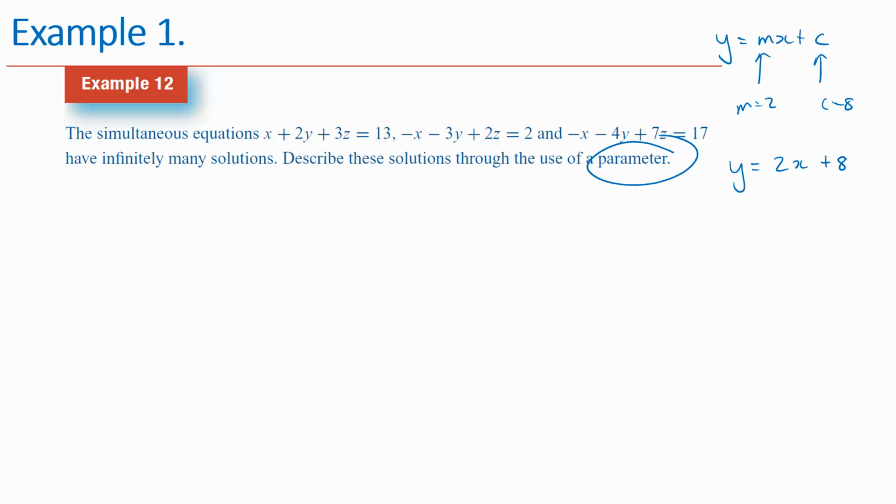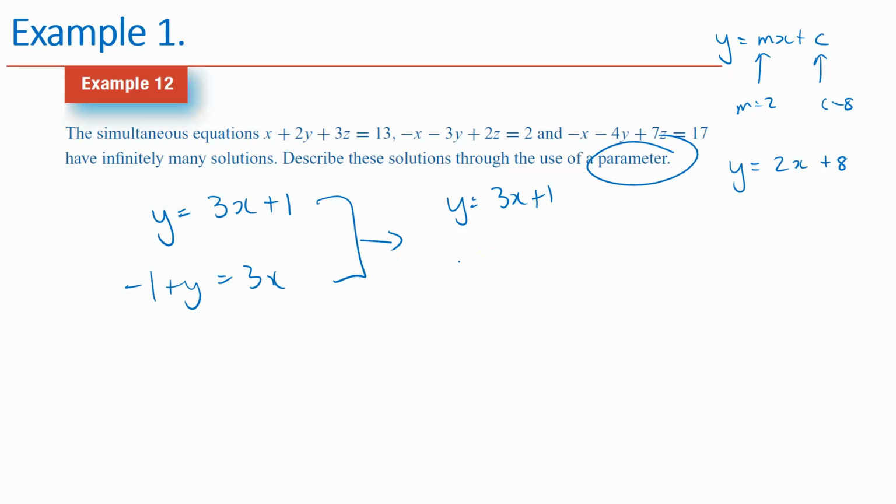Okay, so I'll do an example here. Let's say I gave you y equals 3x plus 1, and the other equation is, let's say, minus 1 plus y equals 3x. And I tell you to solve this equation. Now we know that if we rearrange both of these, they're the same equation. You've got y equals 3x plus 1 again, true?